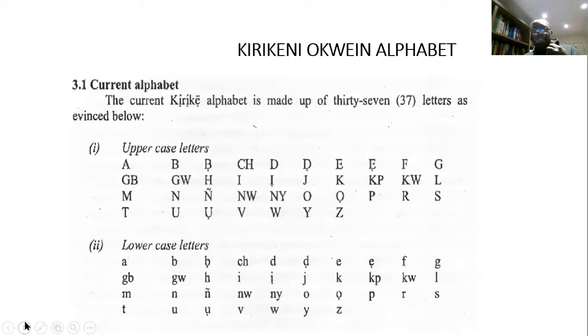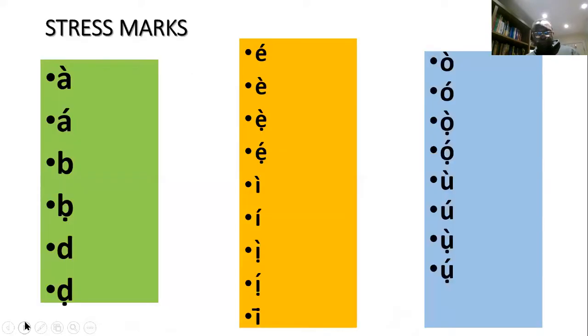So as we said last week, there are 37 letters in the Kirikeni alphabet, and there are 9 vowels that we use.